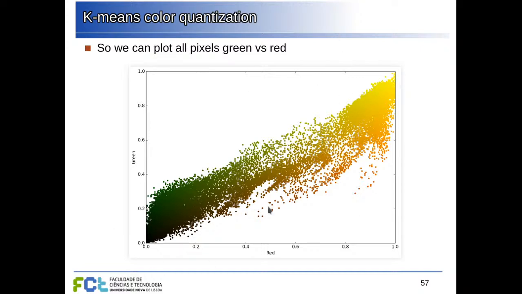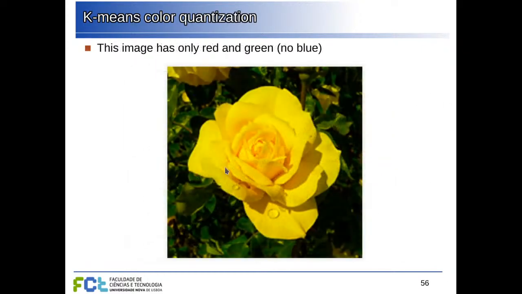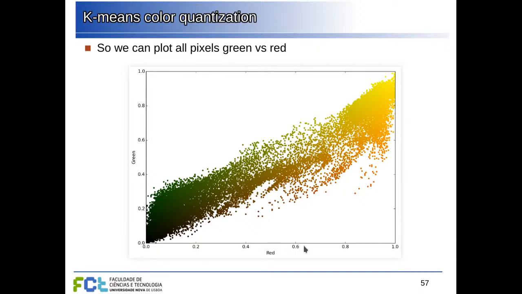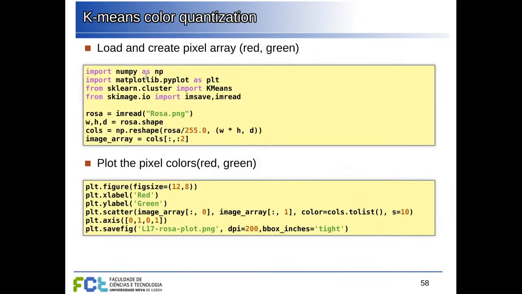So this plot is the plot of all the pixels in this image represented in the coordinates of their red and green components. We can do this easily in this image because we don't have the blue component. It's 0 for all pixels. If we had blue colors, then we would need a 3-dimensional plot to see this. You're going to do that in the tutorial, but this one is simpler for understanding these steps. Okay, so how can you do that?